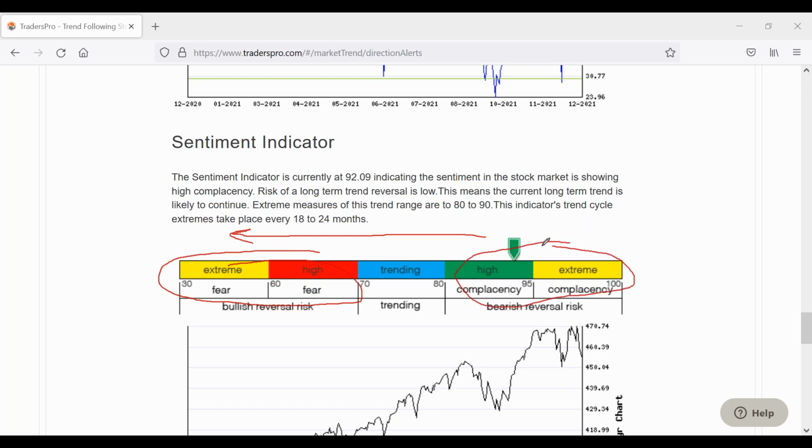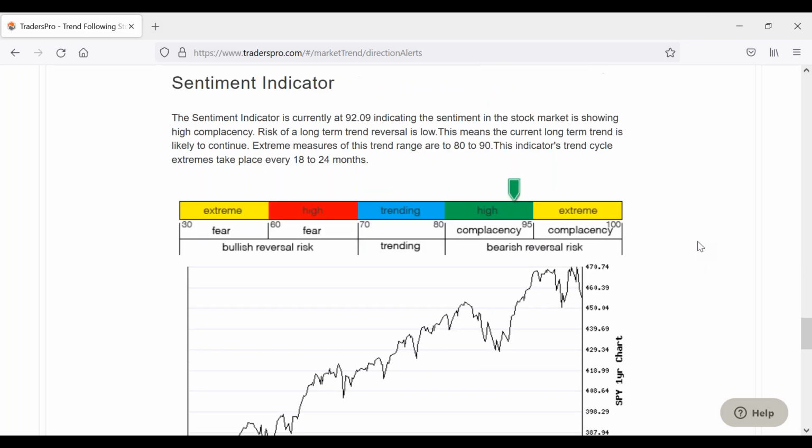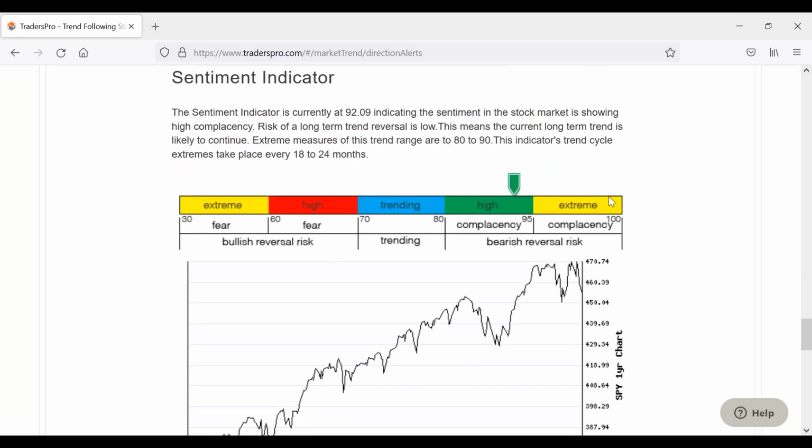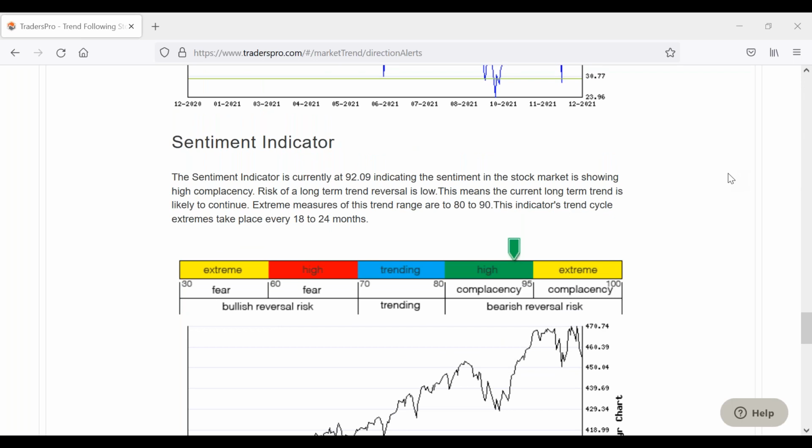Right now, we're in this complacency range. Nobody is concerned that the market is going to have a bigger correction. Now, we're not in the extreme range, so there's still room for us to rally up. But if we start to rally up and we get all three of these indicators in that extreme reversal risk range, that's when you start to know that we're close to a larger correction. We should start to see a larger correction take place. Okay.